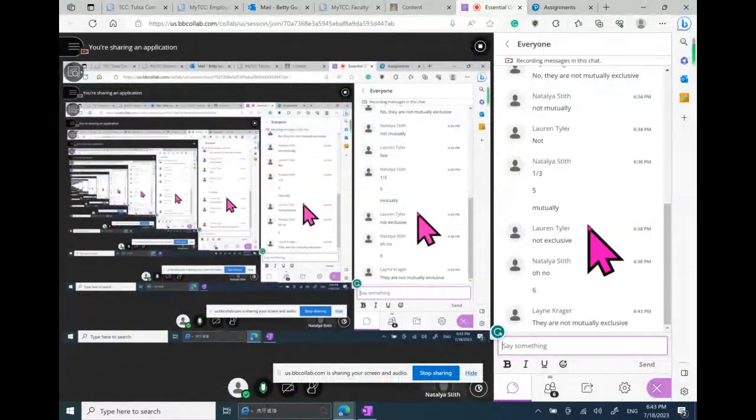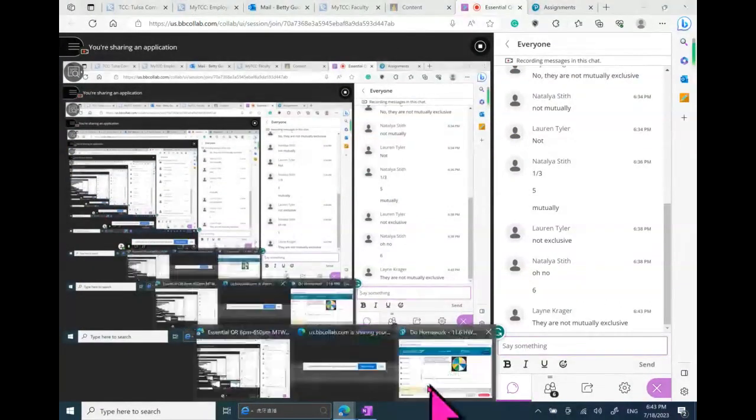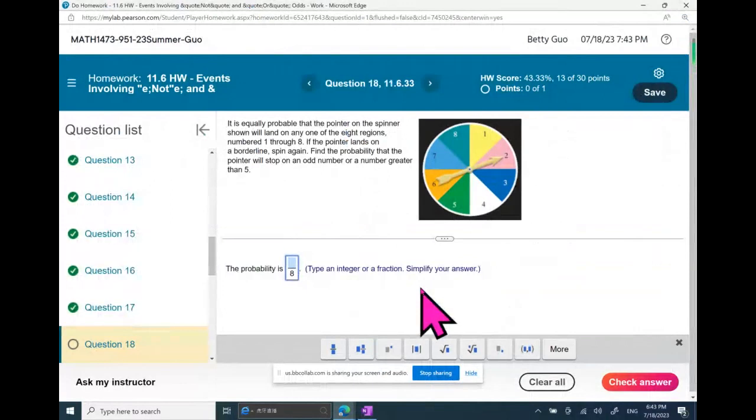They are not mutually exclusive, all right? 7, right? Yeah, 7 is odd and bigger than 5. So this is what I do. The sample space has 8 possible outcomes, so I have 8 in the denominator. Numerator, I know I'm going to have 3 things: one number plus another number minus another number, right?